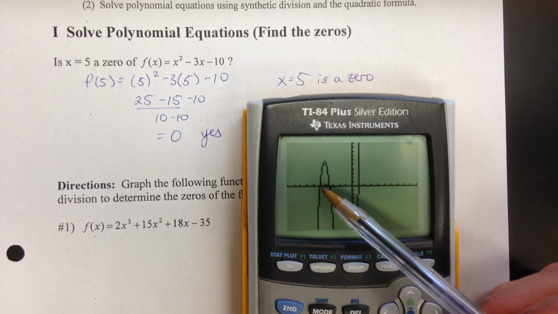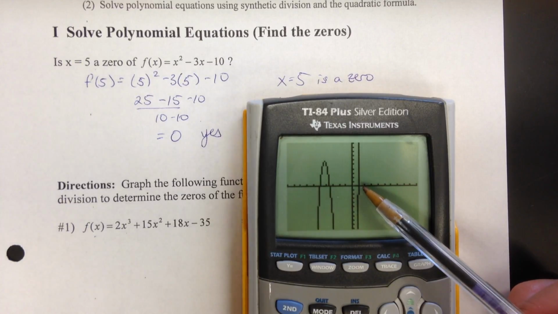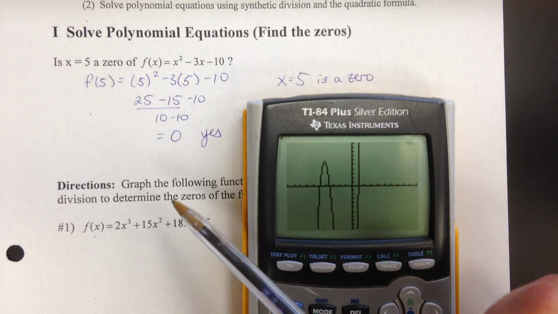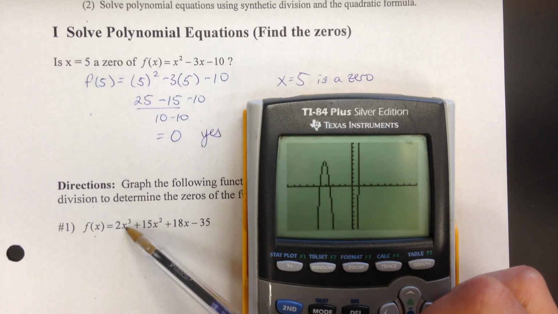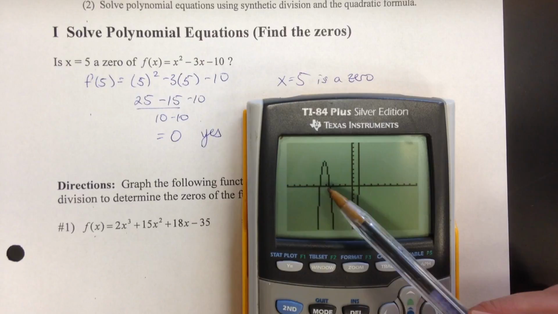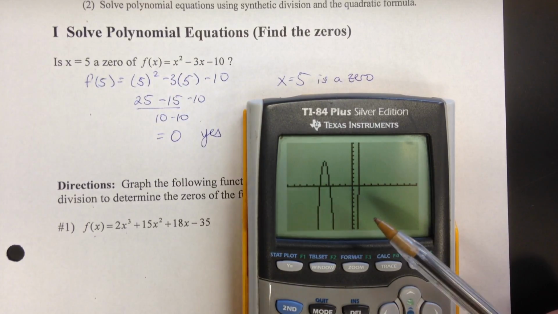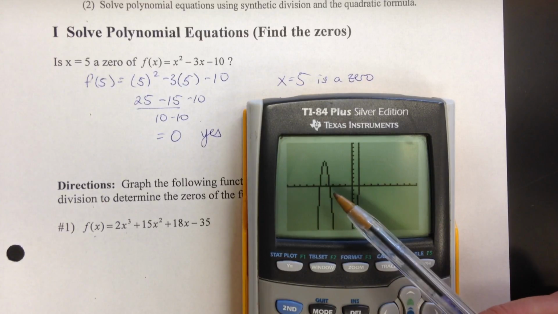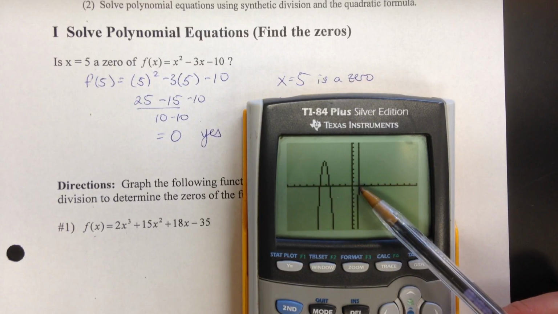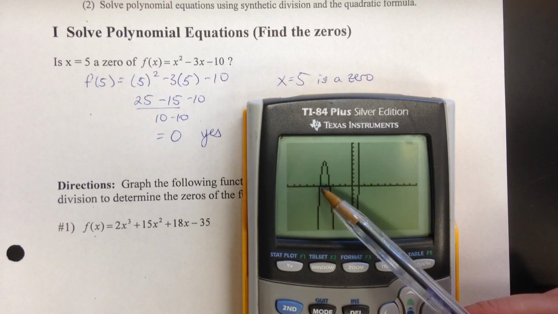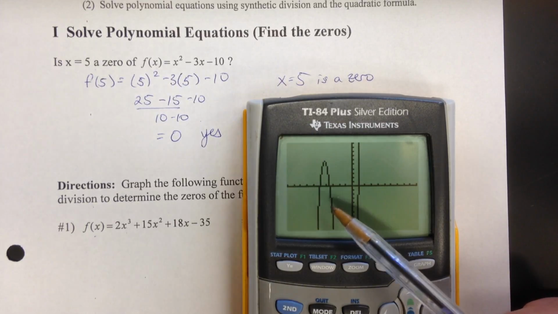All right, now it looks like we have 1, 2, 3 zeros, which makes sense because if it's a third degree polynomial, you should have 3 zeros. Now in this case, they're all going to be real. Sometimes you may have imaginary, so don't forget about that. Now what we'd like to do is find a zero that has an integer value. That's going to be the easiest situation.